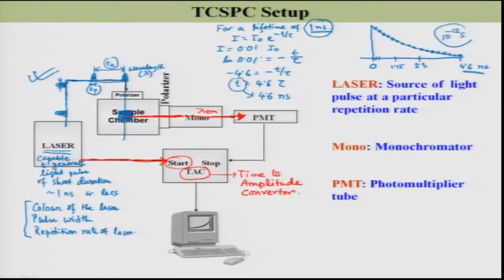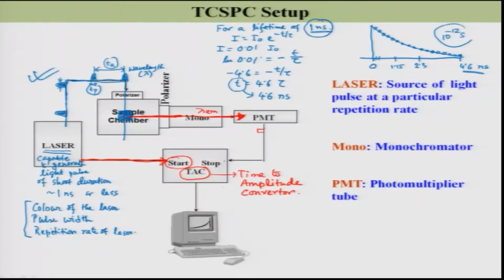The condition in this case is that when one photon from this sample position reaches the PMT, this PMT will convert this photon to an electron and you will generate an electron pulse over here. That is the current pulse, and this current pulse will come and stop this stopwatch. So, now the stopwatch will measure the time.